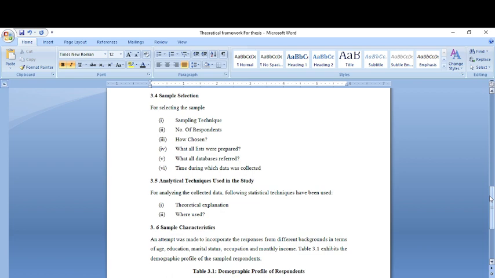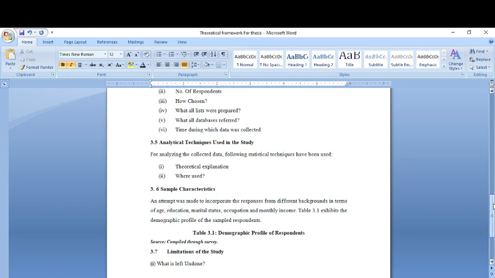And the time during which the data was collected, say it was collected from January 2022 to June 2023, so that is the time during which the data was collected, and that will come in sample selection. Then analytical tools used: you'll give the theoretical explanation. Say I've used factor analysis, so I'll give the entire theory about factor analysis, and where I've used it I'll mention in one line that for achieving my third objective or my second objective I've used factor analysis.